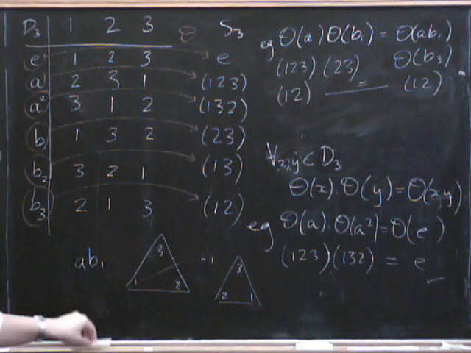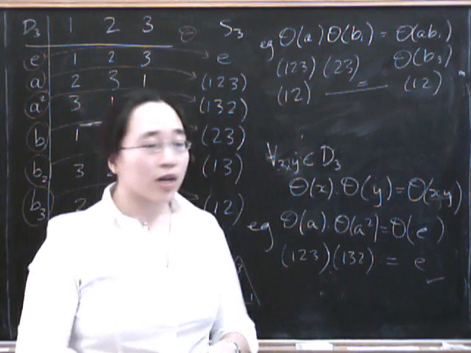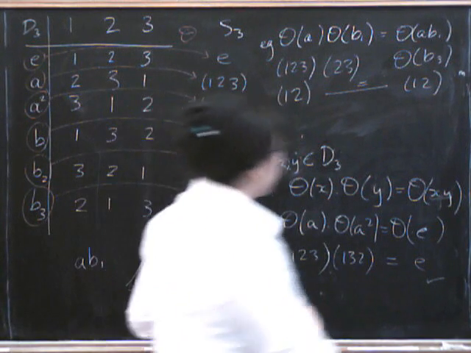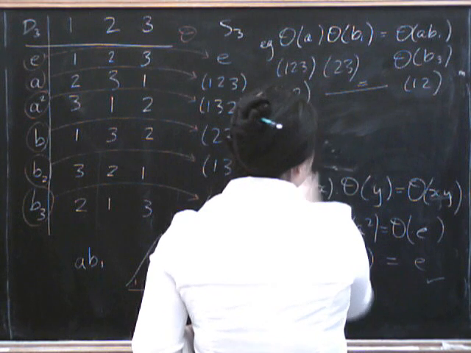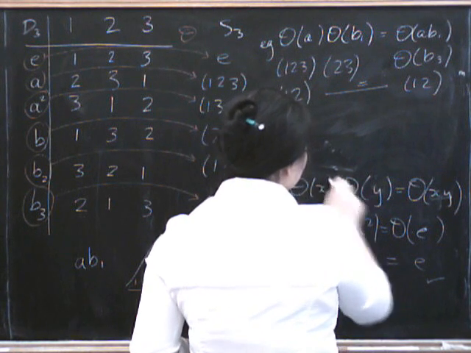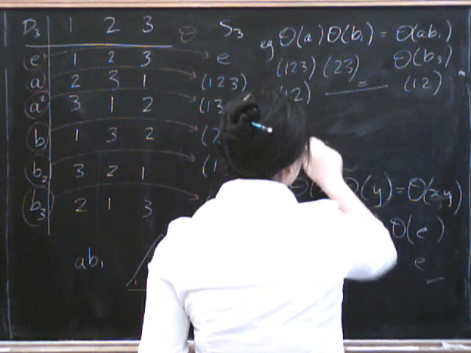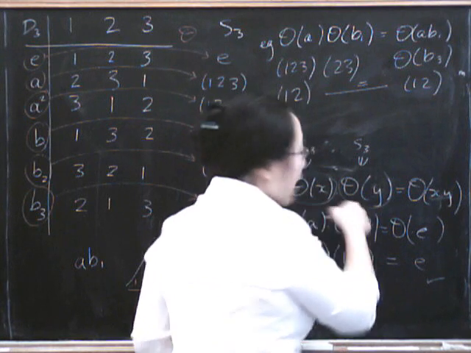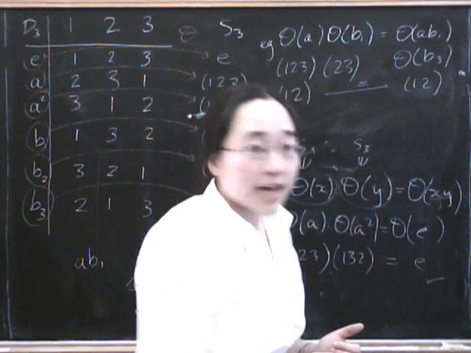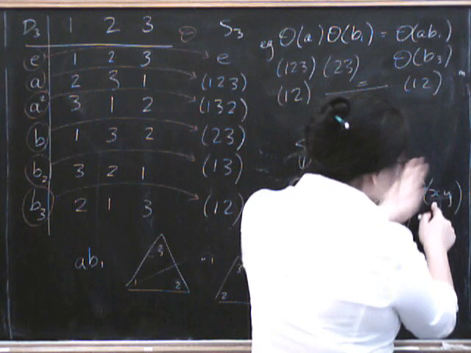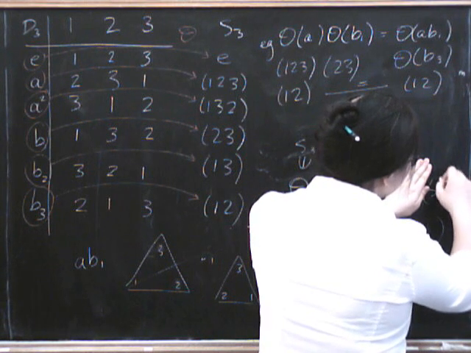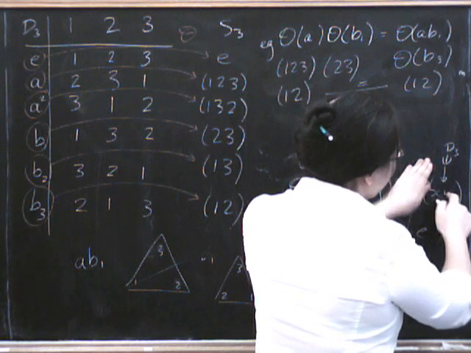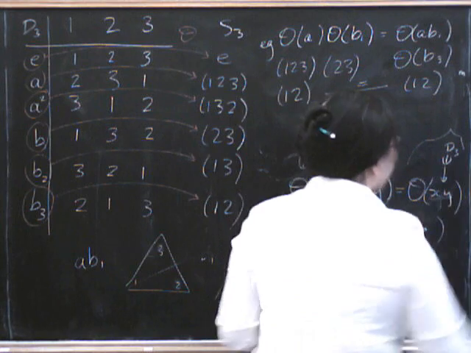So you have to go through every pair and work out that theta of x times theta of y equals theta of xy. And notice that each of these is an element of S3, and this is an element of S3. So over here, on the left, you're doing a group multiplication in S3. Over here on the right, we're doing xy, right? That's a group multiplication in D3. So here you're going to have to do a multiplication in D3 and then apply theta to it.